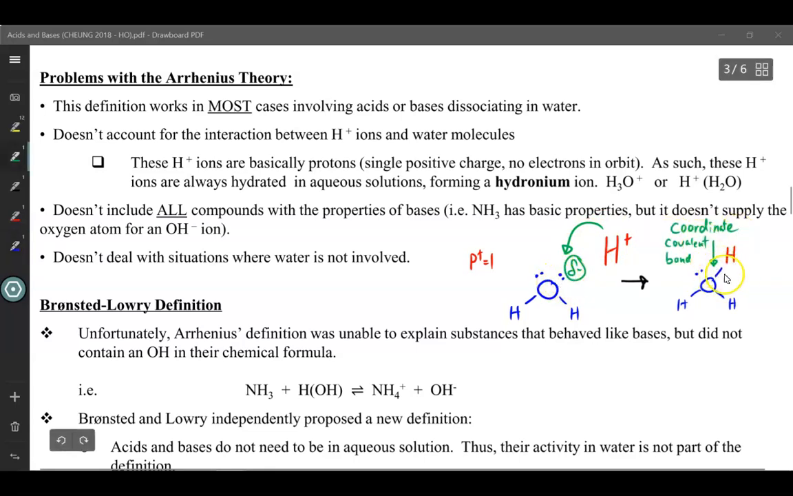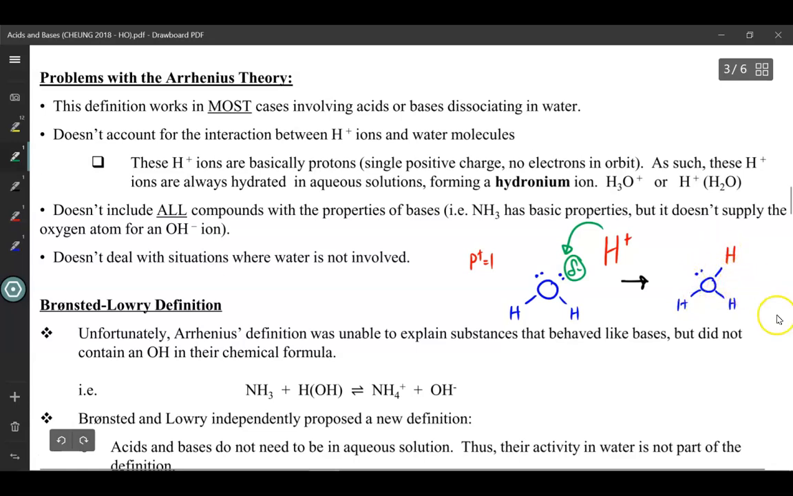This is a special type of bond called a coordinate covalent bond, because normally, both atoms donate electrons to the chemical bond, so one from hydrogen, one from oxygen. But in this case, both sets of electrons were donated by the oxygen. So that's why we call it a coordinate covalent bond, to distinguish it from a regular covalent bond. But don't worry too much about this. We'll save that for grade 12 chemistry.